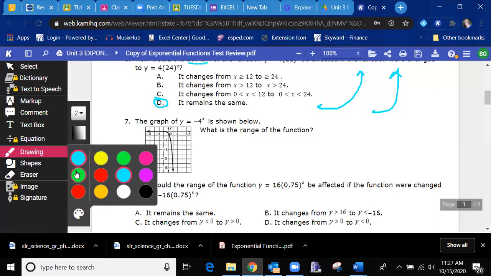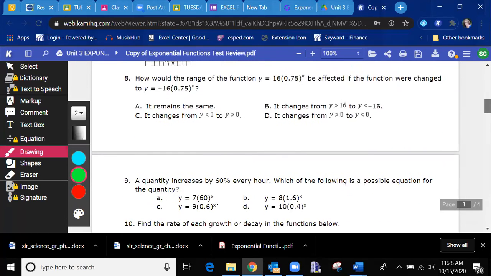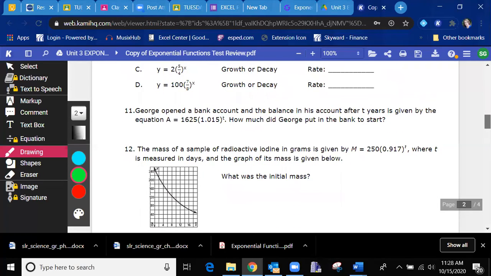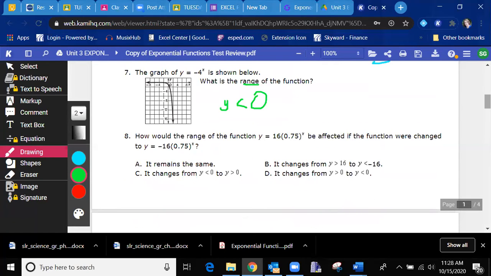Now, what about the range of this function? Y is less than... Less than. Yeah, because this one's going down. Less than 0. Now, it's still 0 because there's still nothing here, plus or minus. Okay, I think I'm going to do number 8, and then I'm going to let you do the rest.